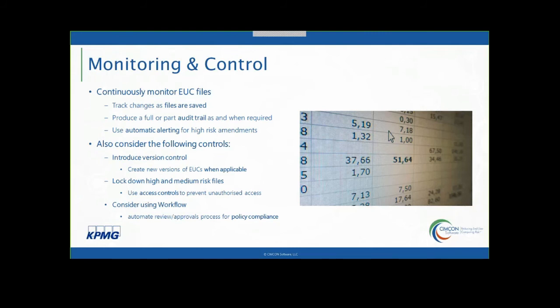At the minimum, you'll be able to record changes to the EUCs as they are saved. And you can use this change log to produce an audit trail as and when required. A simple approval process is included if you want to use it, driven from this automatic audit trail. But over and above that, you can selectively introduce other controls when you want to, if you want to, such as version control. So you can allow the developer to create new versions when they are ready to be released.